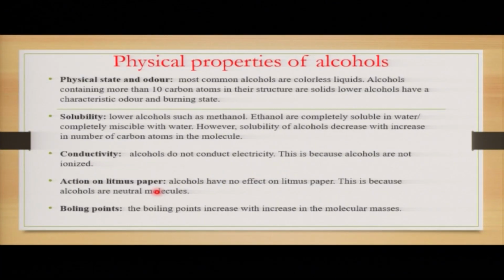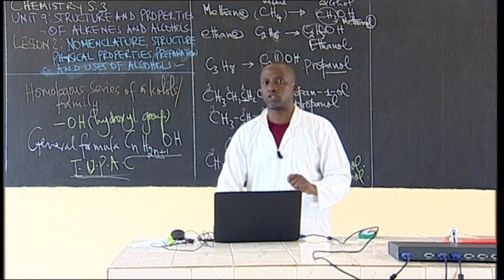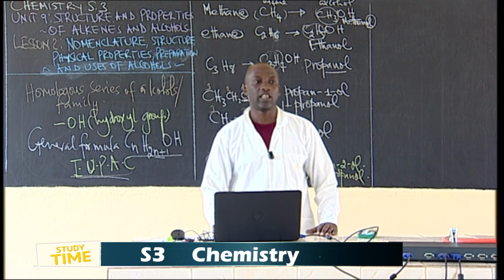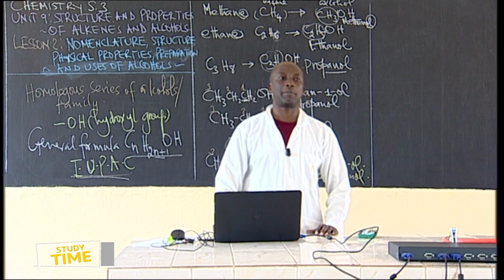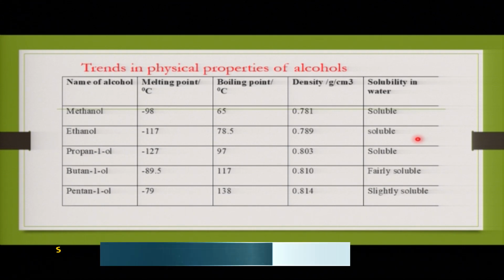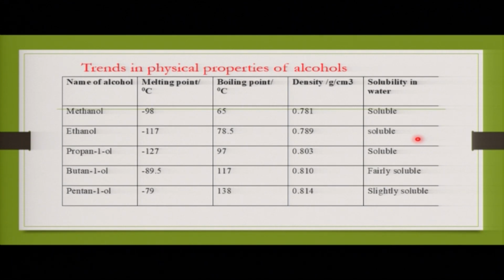And the boiling point will depend on the molecular mass of the substance. The mass goes with the number of carbon atoms. As we can see in the table here, which summarizes it for us, it shows these alcohols, the melting points, the boiling points, and the densities increasing, while the solubility is decreasing. As the number of carbon atoms increases, the solubility decreases. That is something very important that you should know.